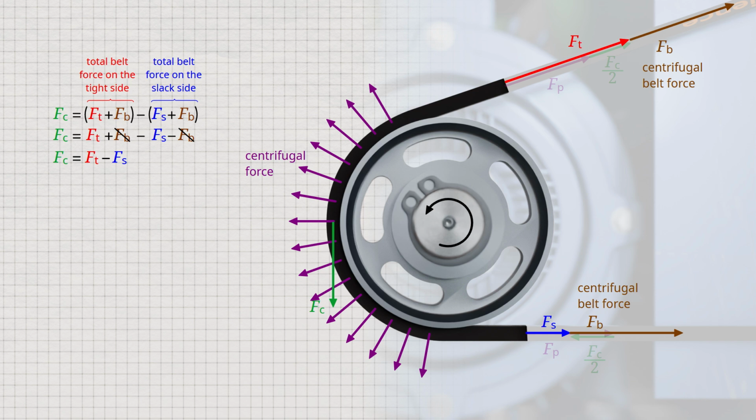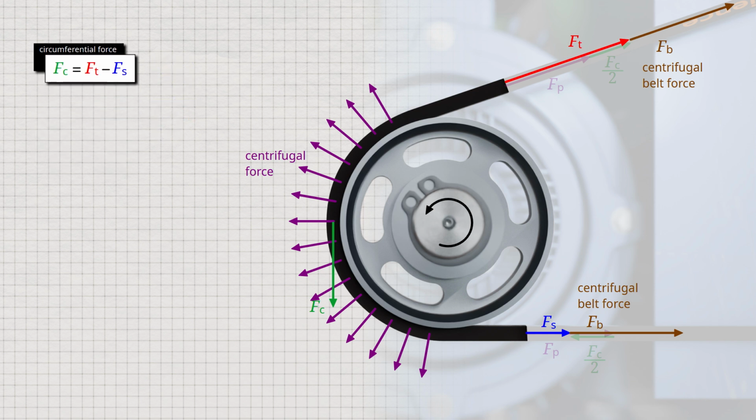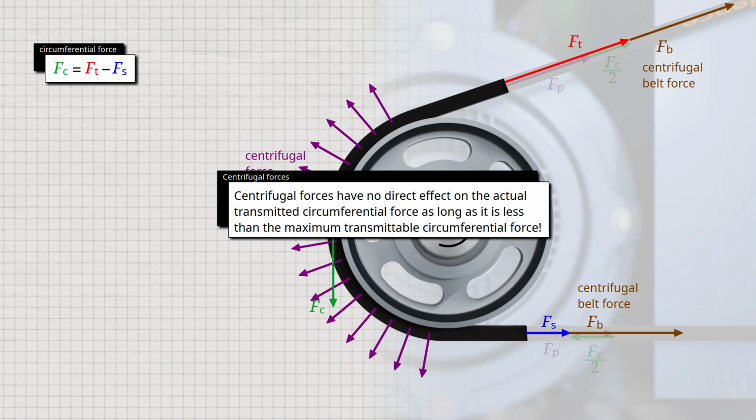The actual transmitted circumferential force is therefore independent of the centrifugal forces, as long as the circumferential force is less than the maximum transmittable circumferential force. Only this maximum transmittable circumferential force is reduced by centrifugal force. Therefore, it is important to ensure that the maximum transmittable circumferential force is sufficiently greater than the actual transmitted circumferential force, taking into account the effect of centrifugal force. So note, centrifugal forces have no direct effect on the actual transmitted circumferential force, as long as it is less than the maximum transmittable circumferential force.